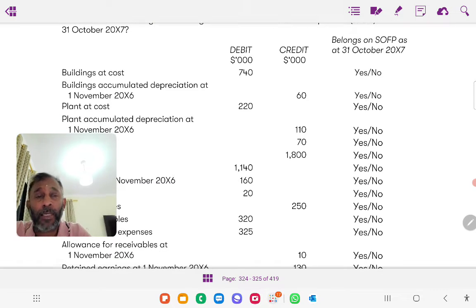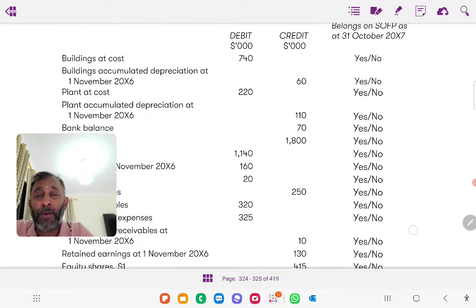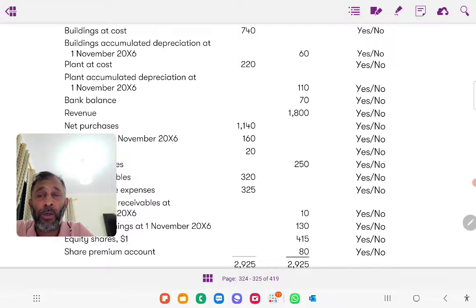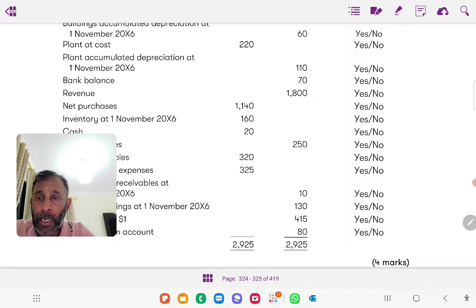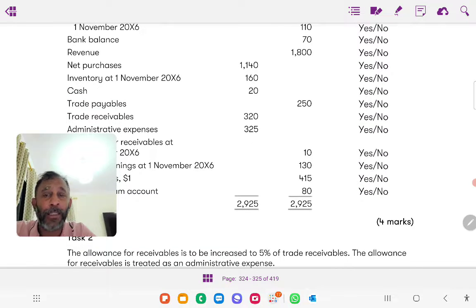Third one, plant at cost, yes. Plant accumulated depreciation at 1 November 2016, answer no. Bank balance, yes. Revenue, no. Net purchases, no. Both of them are profit and loss items. Inventory at 1 November 2016, again no, which is also a profit and loss item. Cash, yes. Trade payables, yes.